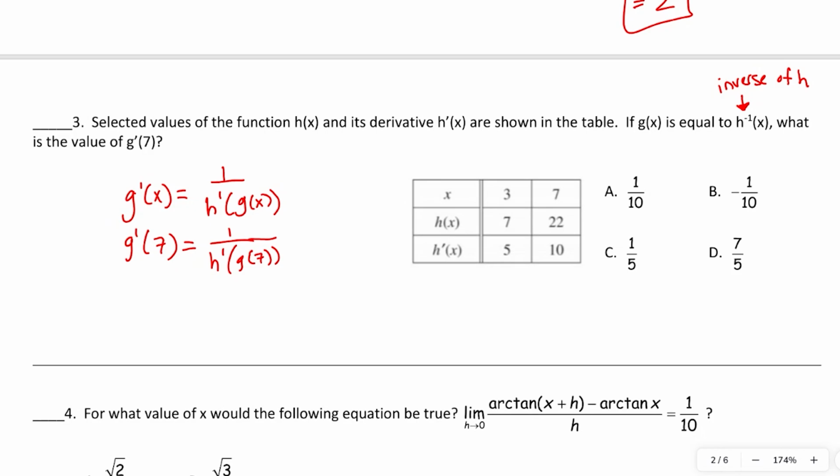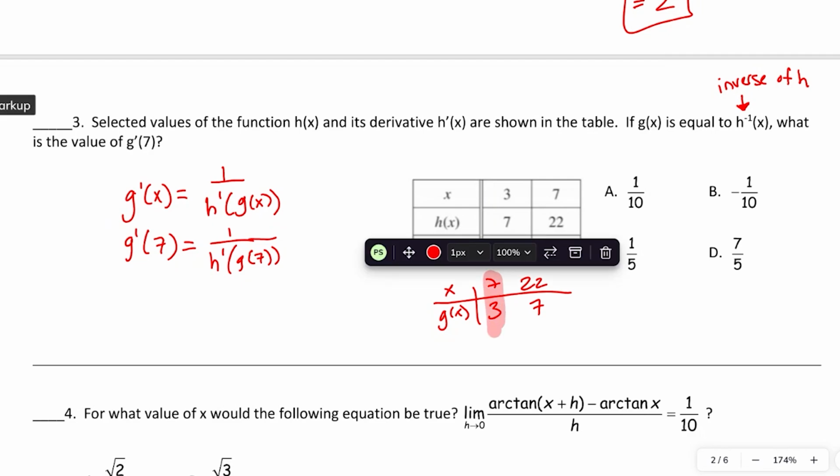Okay, so you don't see any g values in the table here, so it might be helpful to make a little table for x and g. And we're just going to take these values and reverse the inputs and outputs. So instead of there being a point 3, 7, we're going to have a point 7, 3. Instead of there being a point 7, 22, we'll have 22, 7. So g of 7 is 3.